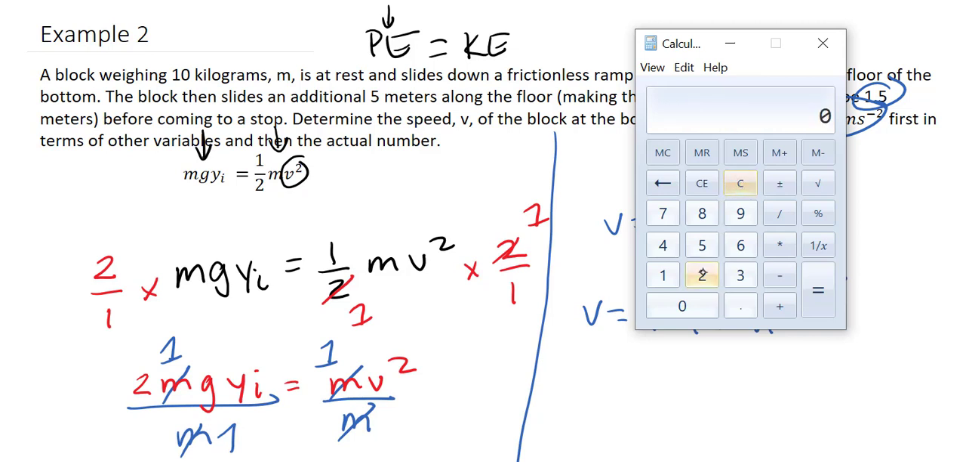So let's go 2 times 9.8 times 1.5, and we're going to get 29.4. Then we just go ahead and take the square root because we multiplied everything within. So take the square root and we get 5.42, and that would be our velocity.